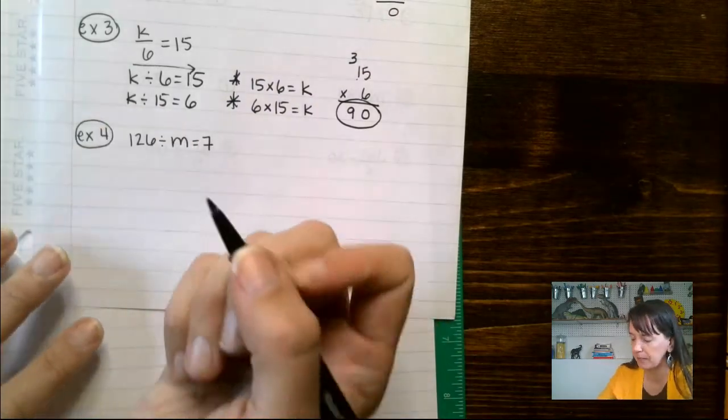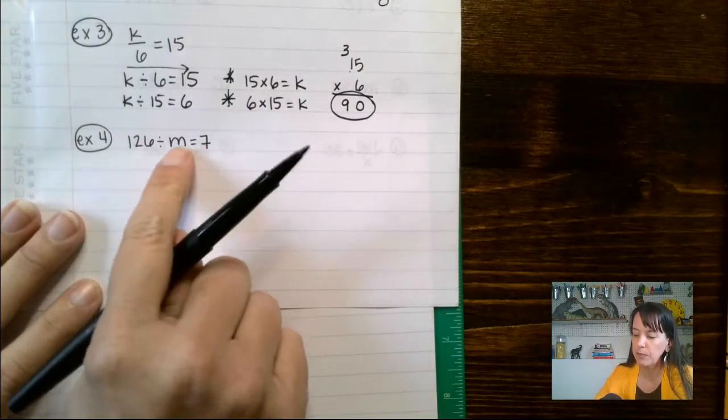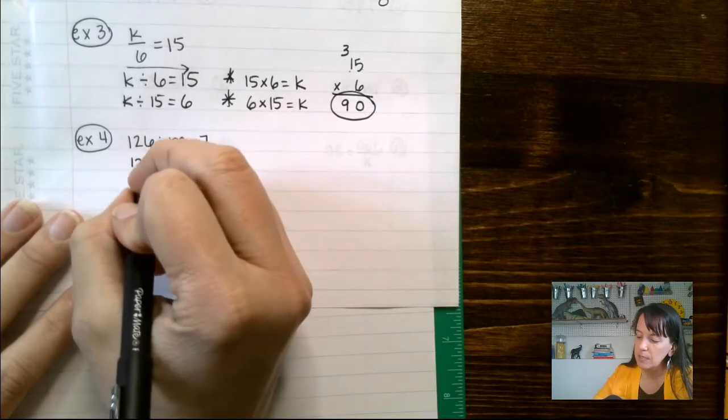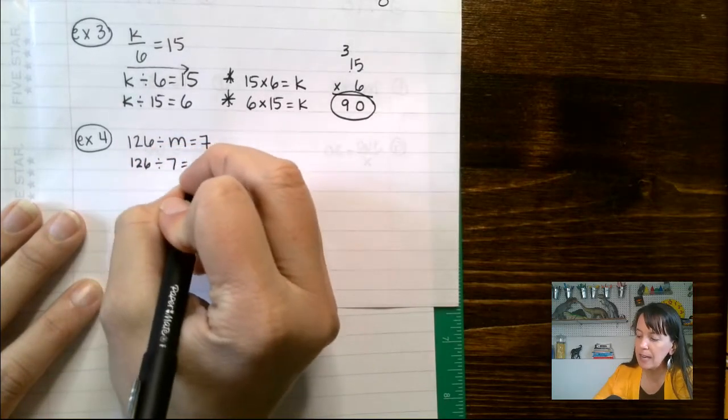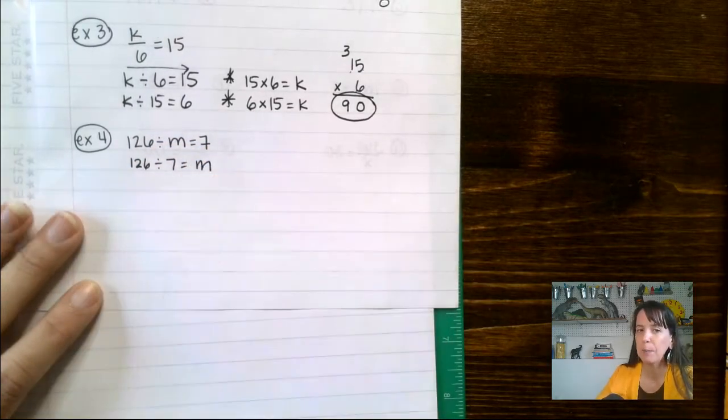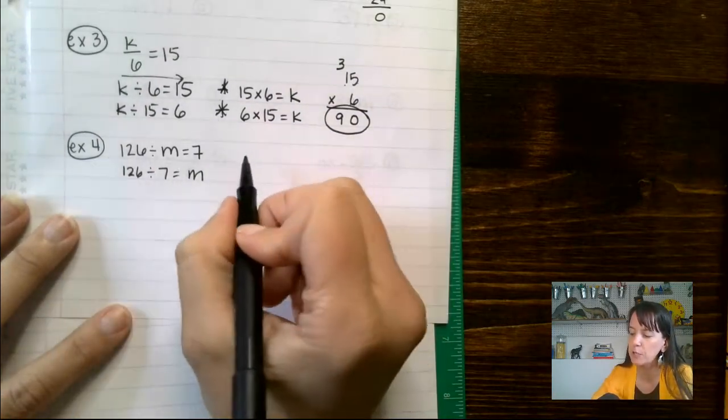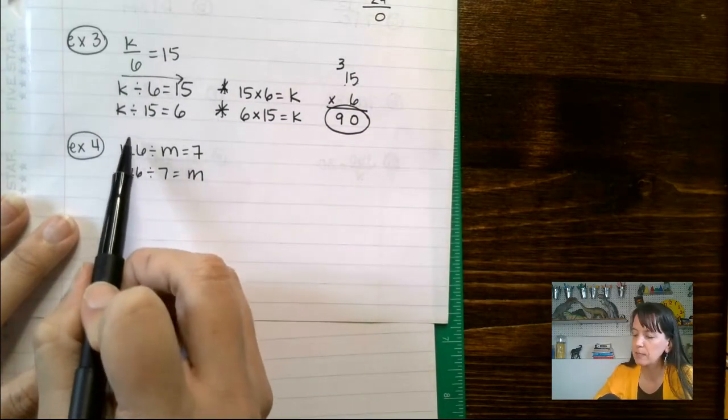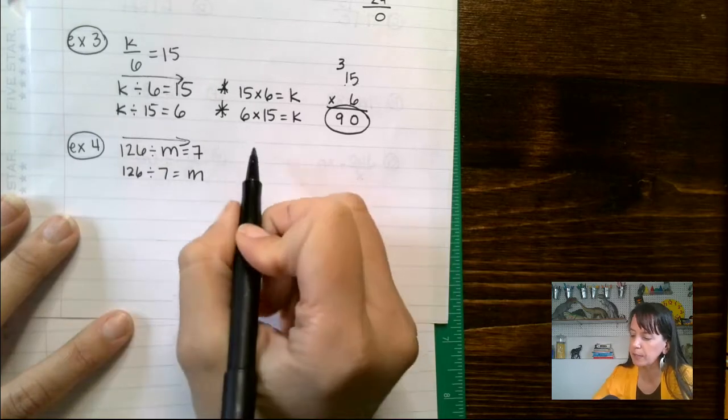But let's go through our fact families. Remember, with division, you can flop the last two. 26 divided by 7 equals m. That's the one I need. But let's just do our multiplication facts too. So we're dividing in this direction, multiplying the other.